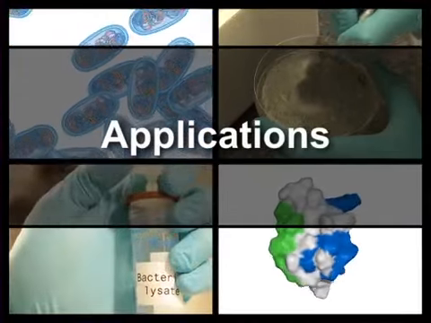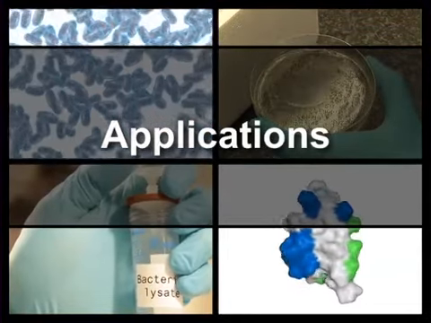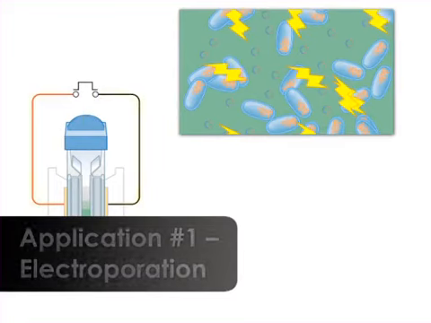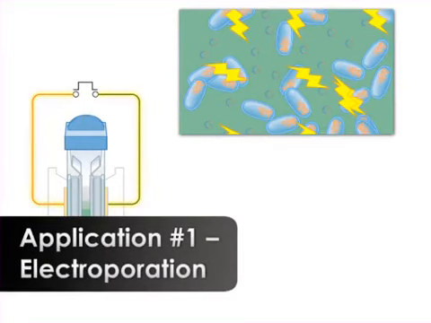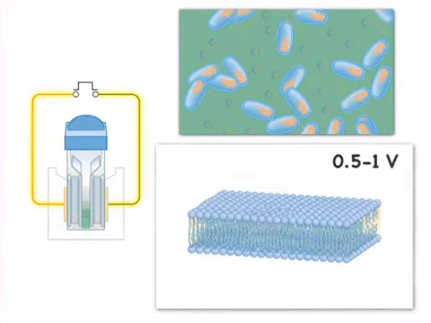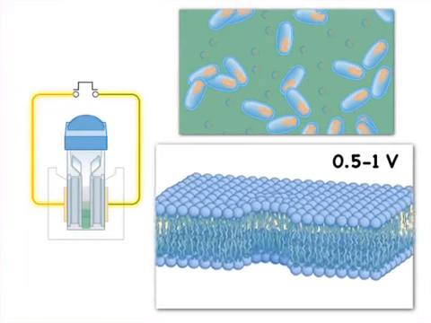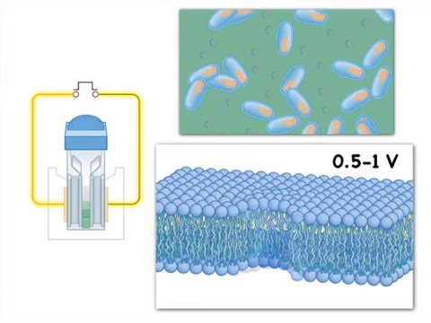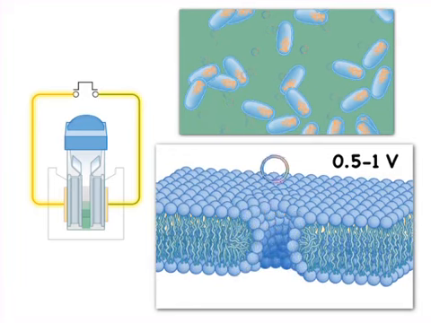Many applications and variations of bacterial transformation exist. In addition to heat shock, electroporation is another common technique for transformation. As its name implies, electroporation involves using electricity to make pores in the bacterial cell membrane through which DNA can pass.